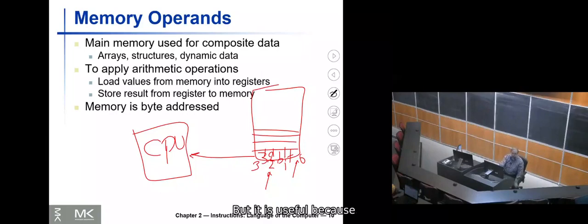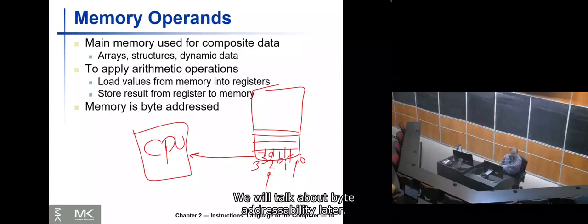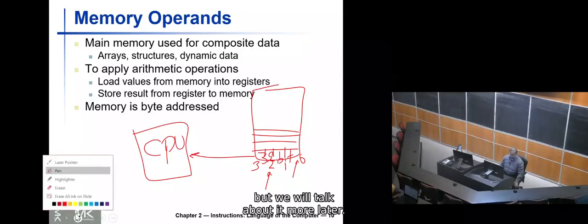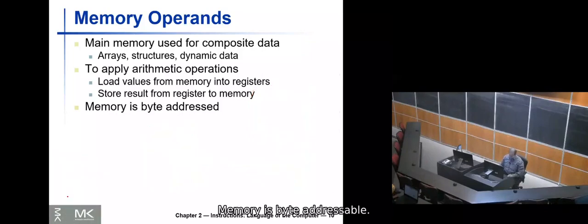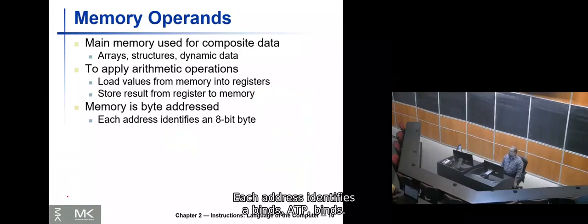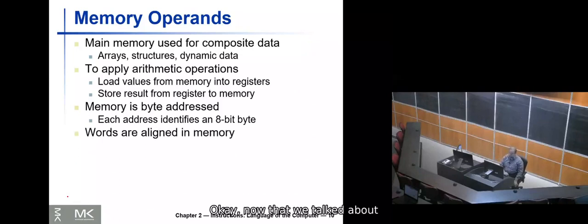But it is useful because sometimes you write a program that needs bytes. You don't need a 32-bit word, just every 4 bytes. No, you just need 1 byte. So you could have 1 byte. We will talk about byte addressability later. If you have any question, you could ask, but we will talk about it more later. Memory is byte addressable. Each address identifies a byte, 8 bits, a byte.